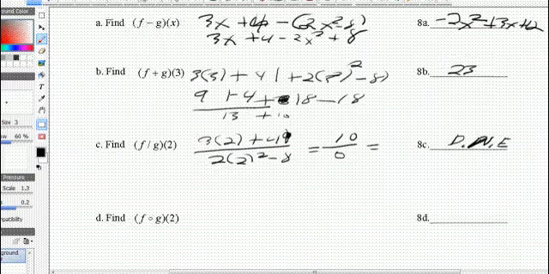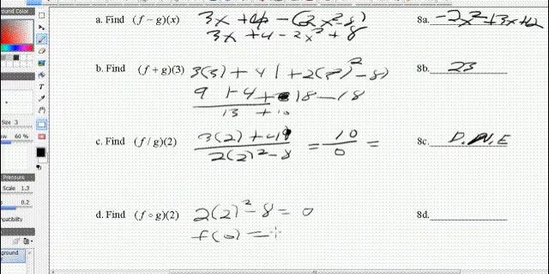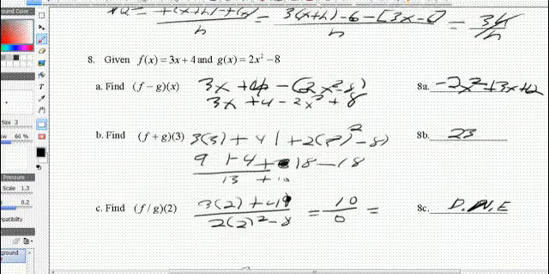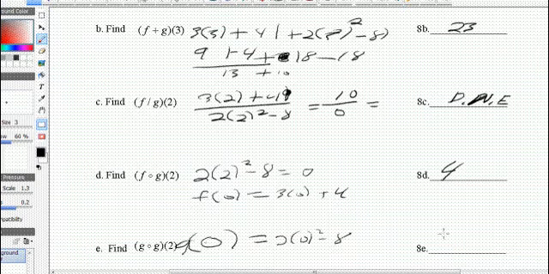Coming to the bottom, this is a composite that says put 2 inside of g first. We remember that g was 2x squared minus 8, so that becomes 2 squared minus 8, equals 0. Now you put that 0 inside of f, and you get 3 times 0 plus 4. Let me check that function. So the answer should be 4. This one here says put 2 inside of g, which we did once here, so that gives me a 0. Now I'll put 0 inside of g, and that gives me 2 times 0 squared minus 8, which is negative 8.